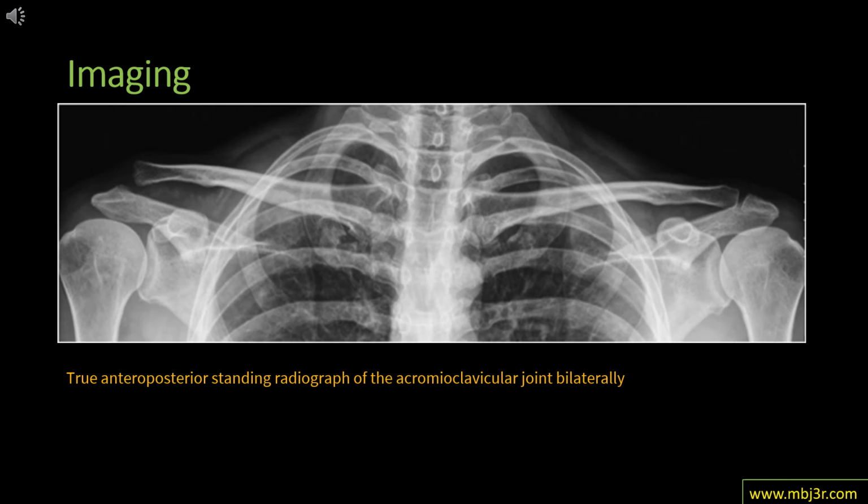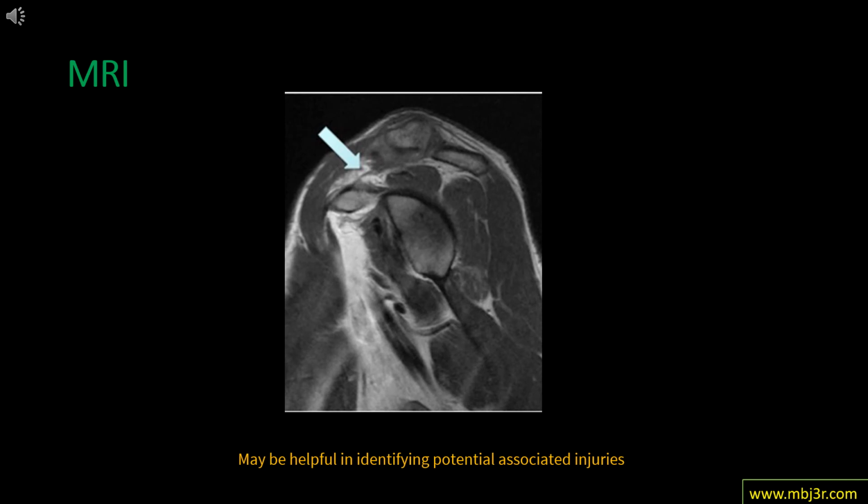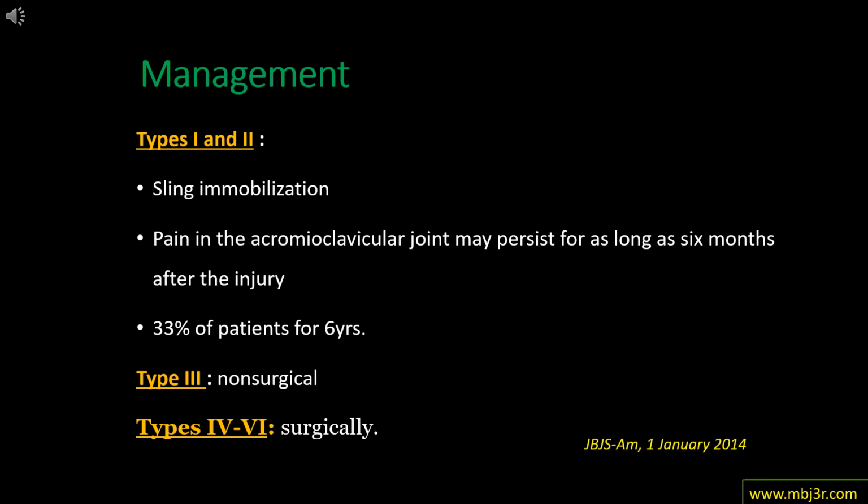You have to take a true antero-posterior standing radiograph of the acromioclavicular joint bilaterally, with the X-ray beam directed with a 10 to 15 degrees cephalic tilt and with the use of 50% of the exposure, that is usually used for a standard radiograph of the shoulder, comparing the injured right AC joint with the normal AC joint. MRI is helpful in identifying potential associated injuries. Already I told you, more than 18% of the patients from type 3 to type 6 will have associated intra-articular shoulder pathology.